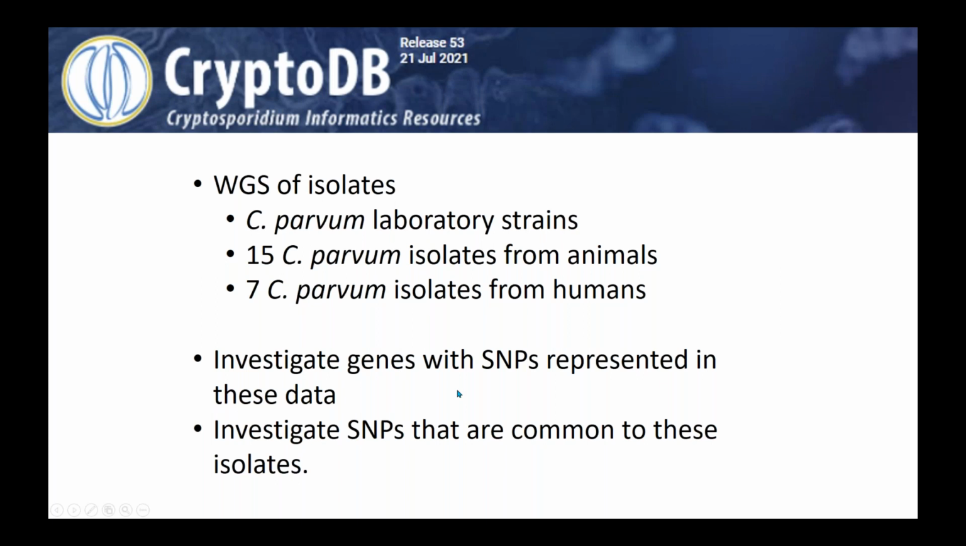And here's where I'm going to diverge from my overview and go into a little bit more detail on the ways that you can interrogate this data. The first way is a search that Eve just showed, which I'll repeat, and that is to investigate genes with SNPs represented in these data sets. And then the second way is to investigate SNPs that are common in these data sets, but not necessarily associated with genes.